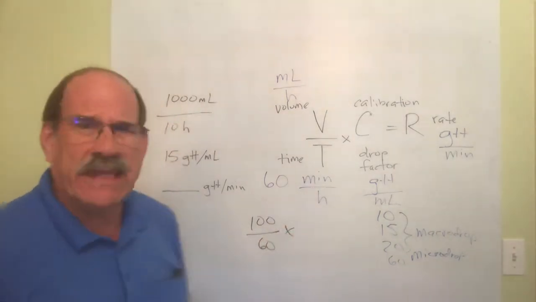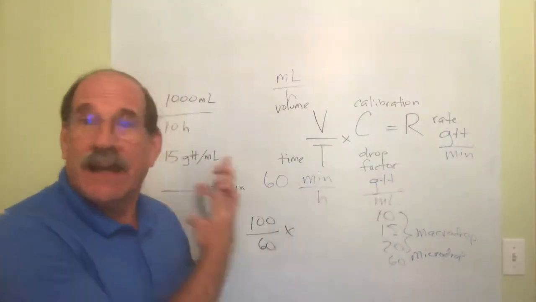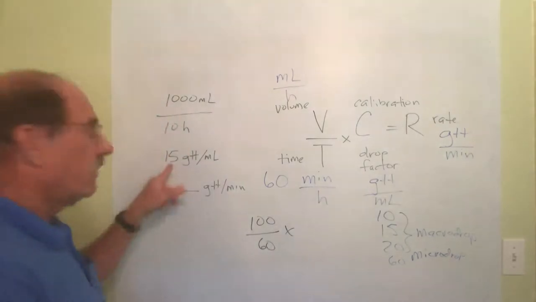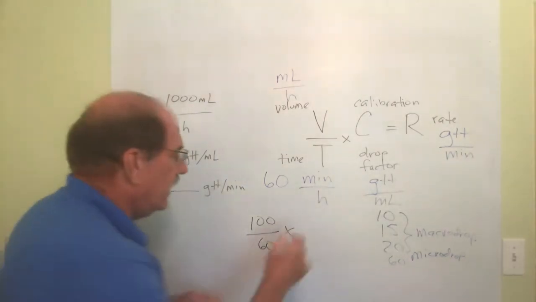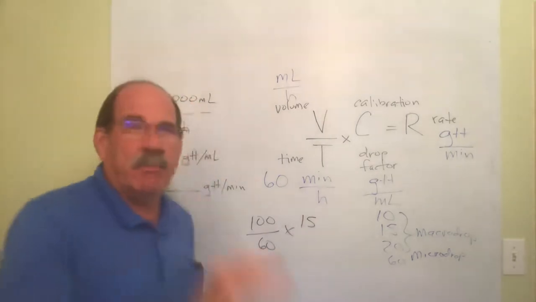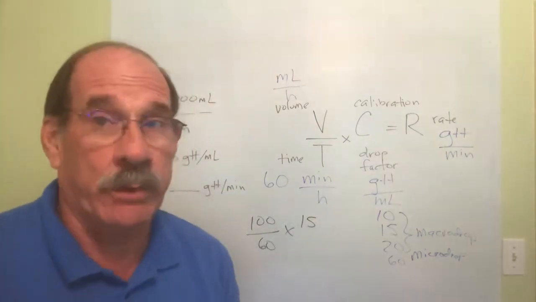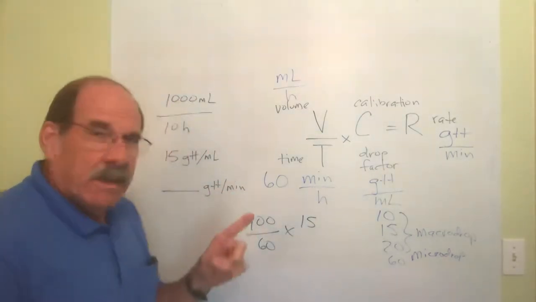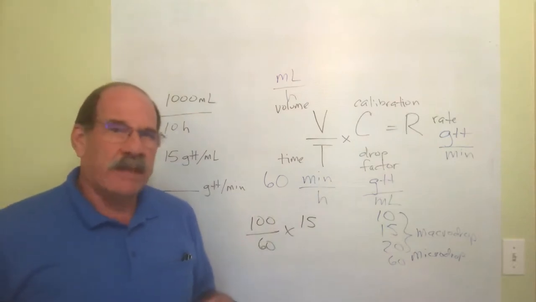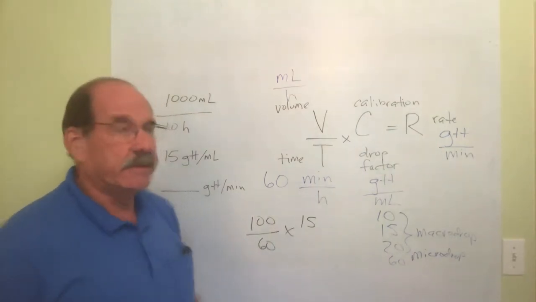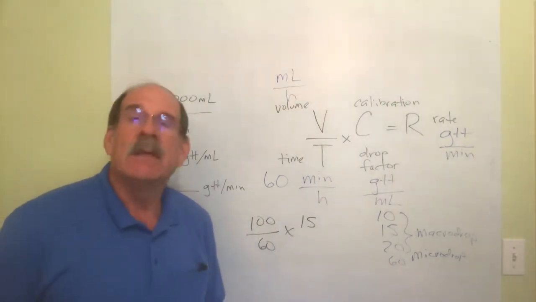Well, let's see. Now I've got to know the calibration of the drop factor. I told it to you: 15. So I take 15. Now, stop right there. Do not proceed further. Realize what you can do. About three different things you could do that are correct, and a bunch of wrong ways, but let's see about the right ways.